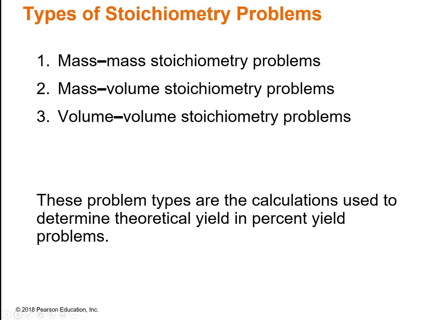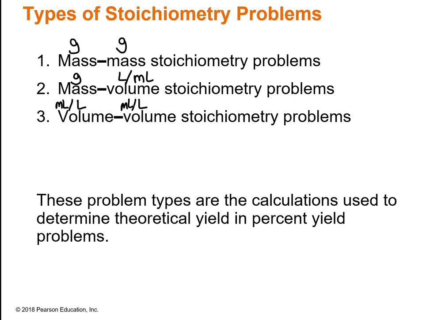The three main types of problems that we're going to focus on are mass-to-mass stoichiometry problems, where you're given an amount of grams of some substance and you need to turn that into grams of another substance. The second type is mass to volume, where you're given a mass and you have to convert that to a volume in liters or milliliters of another substance. And the final type is volume to volume, where you're taking liters or milliliters of one gas and converting that to milliliters or liters of another.